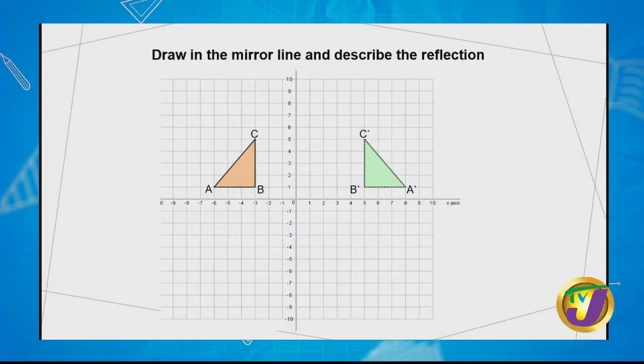Yes. I think those are easier. All right. So if you count the number of units from B to B prime, how many units would we get? 1, 2, 3, 4, 5, 6, 7, 8. And I want equidistance.